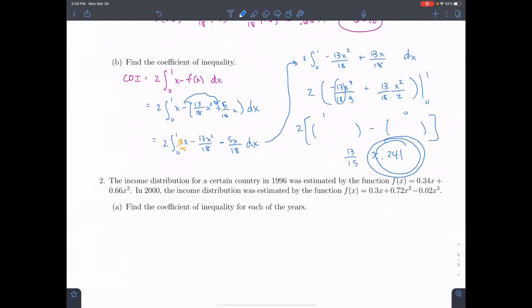Oh, I did take a 13 over 18 out of both of these pieces, to make the arithmetic simpler, I guess. Times negative x cubed over 3 plus x squared over 2, but those evaluated at 1 and 0. Anyway. Okay.